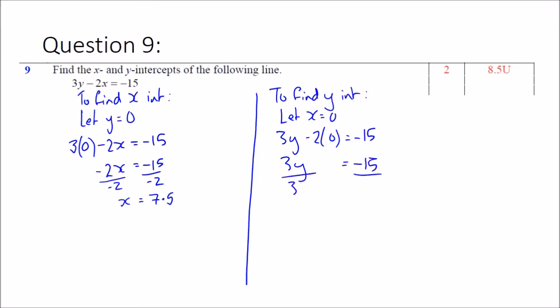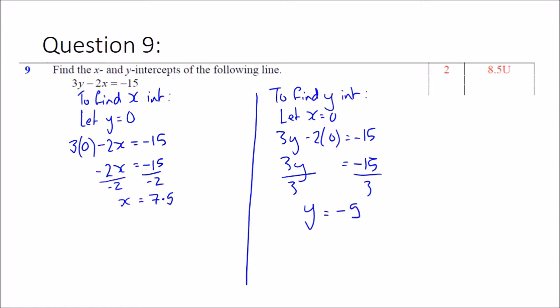To get the y by itself, I'm dividing by this coefficient here. It's currently y multiplied by 3, so the opposite operation is to divide by 3 on both sides. The 3's cancel on the left hand side, and I'm left with y equals negative 5. So those are my two intercepts.